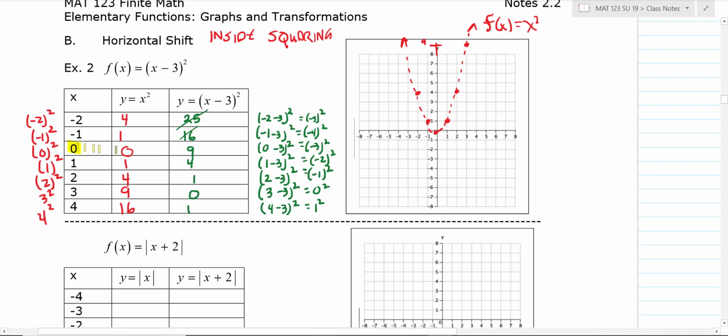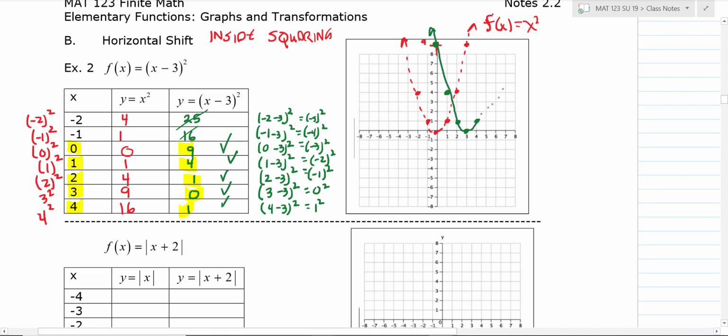So again, I'm doing the x value and the y value. So I'm highlighting the points that I'm plotting so we can kind of discover what happens on this. So let's start by plotting the point 0, 9, okay, and then the point 1, 4, then the point 2, 1, then the point 3, 0, and then finally the point 4, 1.